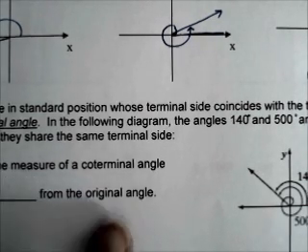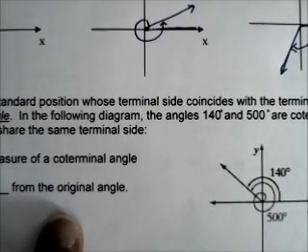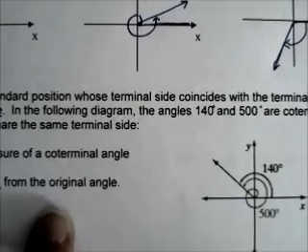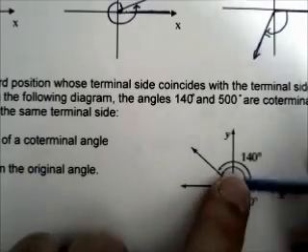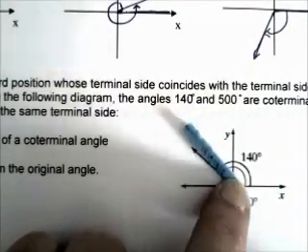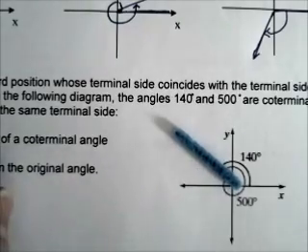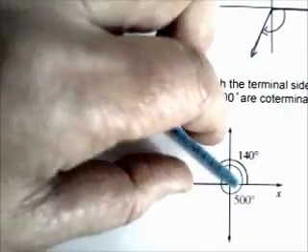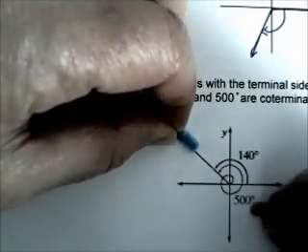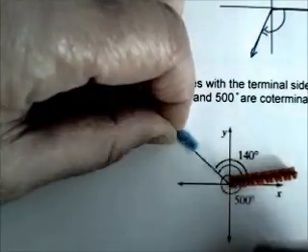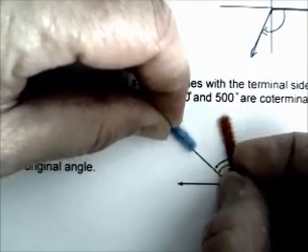In the following diagram, the angles of 140 degrees and 500 degrees are coterminal angles because they share the same terminal side. All right, let's look at this. We have this 140 degree angle. I'll try to leave that there in blue. And then we have a 500 degree angle. So here's my 500 degree angle, showing the rotation in red.